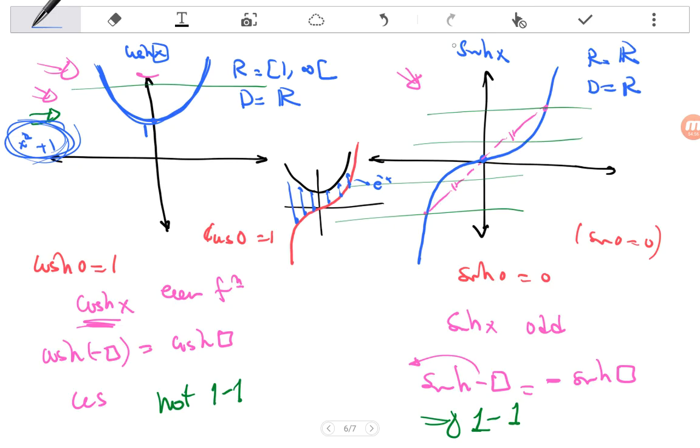Okay? And what about the sinh x? What is it like? Sinh x is like a curve that we have learned before, which is x cubed. X cubed, the power function, is much like the sinh x.